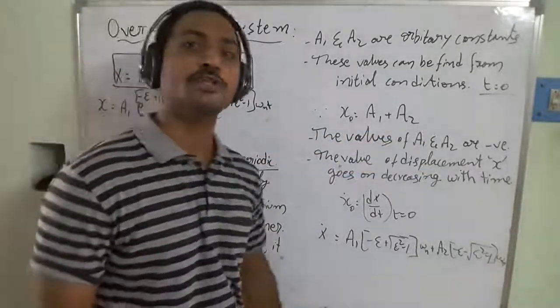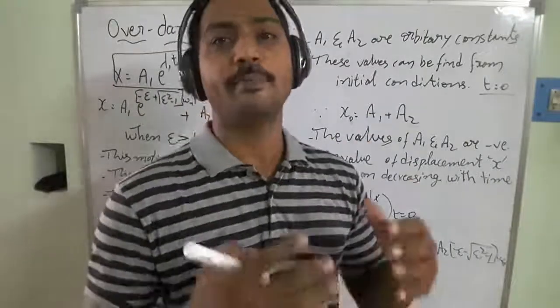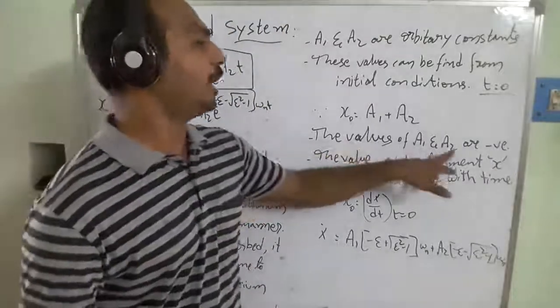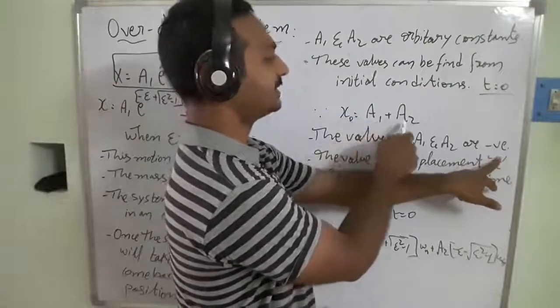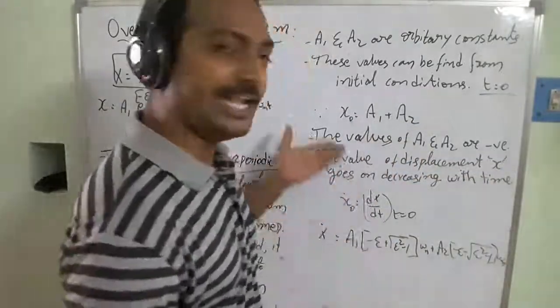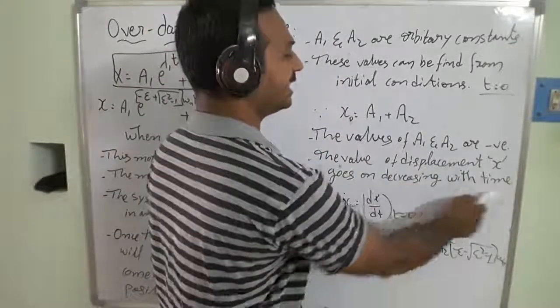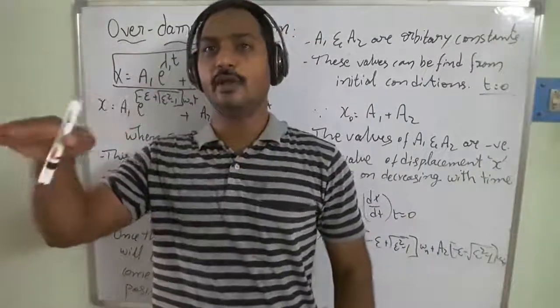In the single equation, two unknowns are there, so we are also considering the velocity of that vibrating system. So the values of A1 and A2 are negative. Suppose in this case x0 is equal to A1 plus A2, and this total magnitude comes out negative. What is the indication of that? The value of the displacement x goes on decreasing with time. It means that the amplitudes are slowly going to be decreasing.